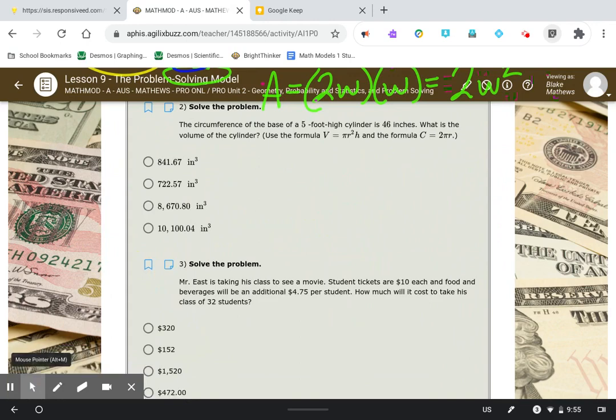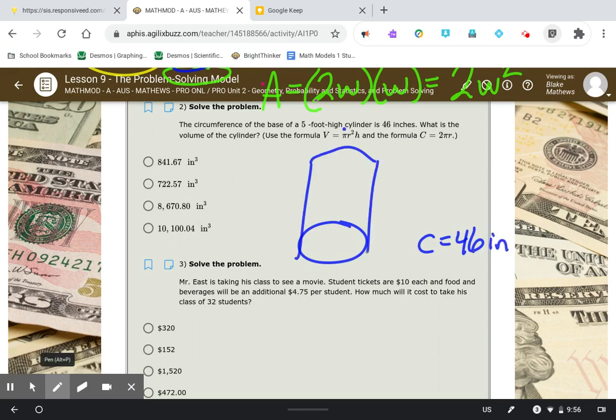Number 2, the circumference of the base of a 5-foot high cylinder is 46 inches. So we have circumference of the base is 46 inches. And the height of the whole thing is 5 feet. Now, we have one dimension in inches and one in feet. So we need to convert feet into inches. We know that there are 12 inches in each foot. So 5 feet is equal to 60 inches. That's going to be the H, 60.